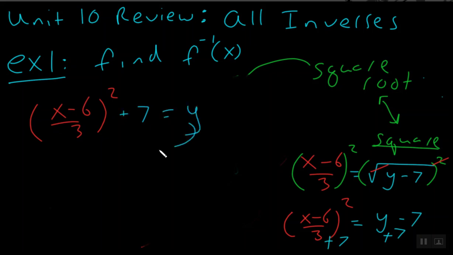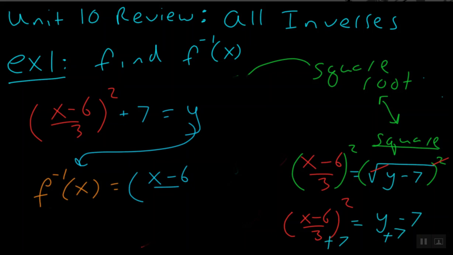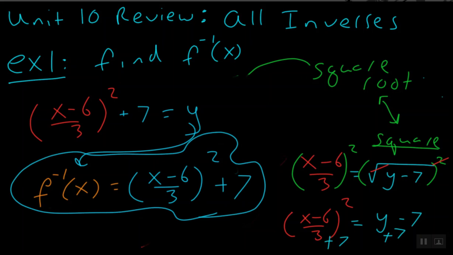And the final thing you want to do is take that y value and switch it back to f inverse of x is equal to x minus 6 over 3 squared plus 7. And there you go. There is your inverse. Alright, pause the video, finish taking your notes. Let's move on to our second example.